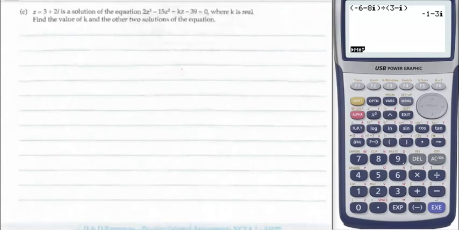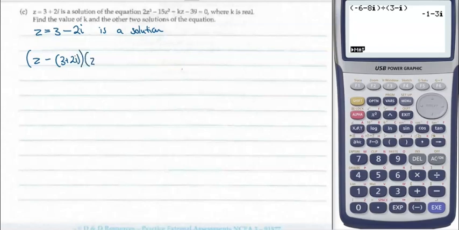Okay, for part C, we're told one solution to this equation just here. Now, straight away, if you're told one solution, then the conjugate is also a solution. So 3 minus 2i is the second solution. Now, if we have two solutions, we can write down the factors. So z take away 3 plus 2i is a factor. z take away 3 minus 2i is a factor.